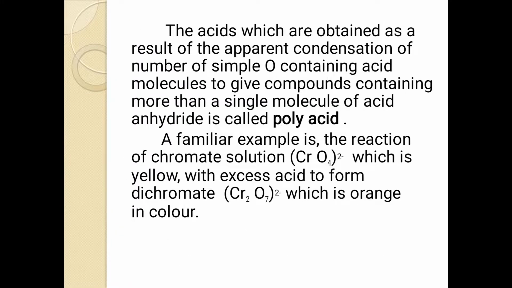The acids which are obtained as a result of the apparent condensation of a number of simple oxygen containing acid molecules to give compounds containing more than a single molecule of acid anhydride are called polyacids. A familiar example is the reaction of chromate solution, which is yellow, with excess acid to form dichromate, which is orange in color.